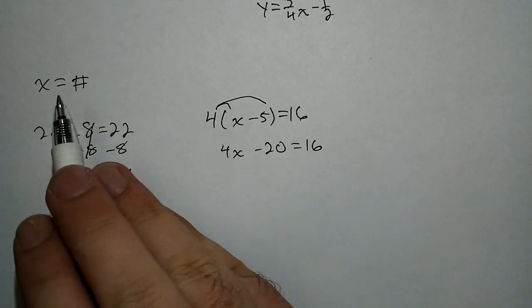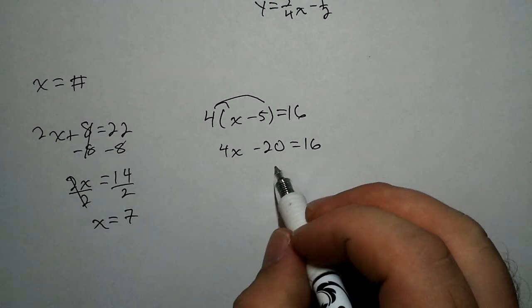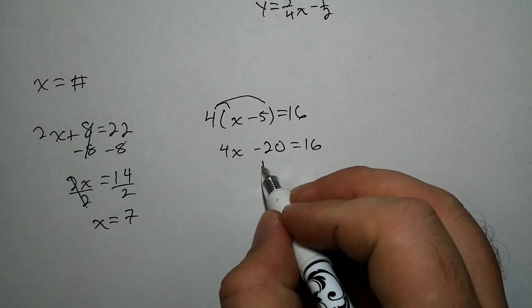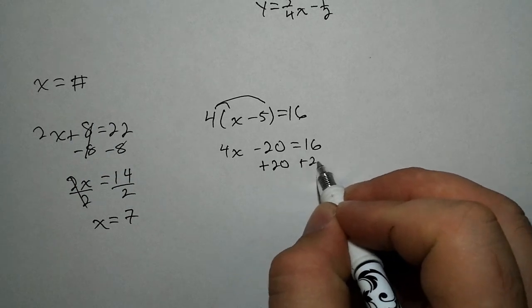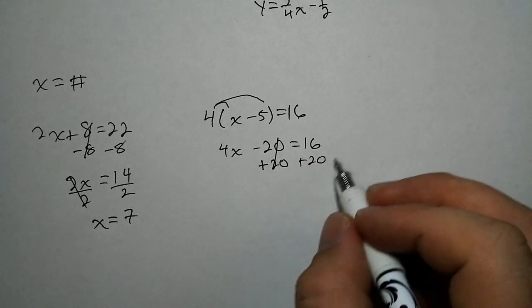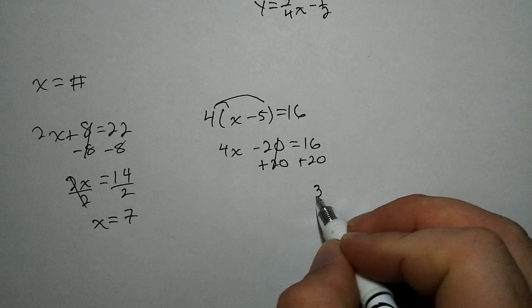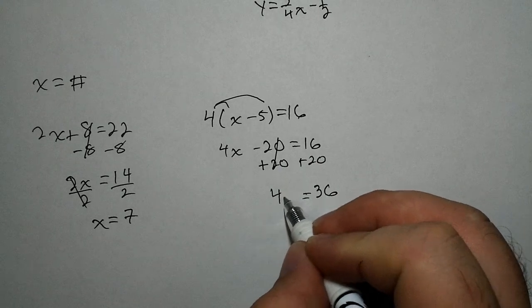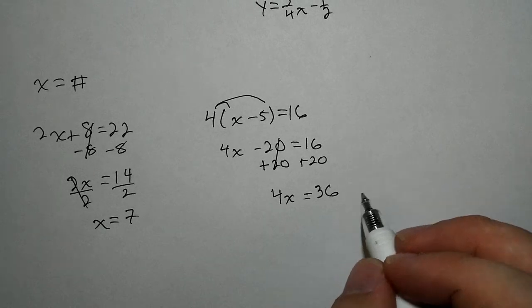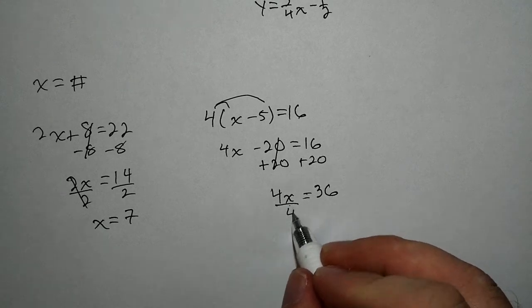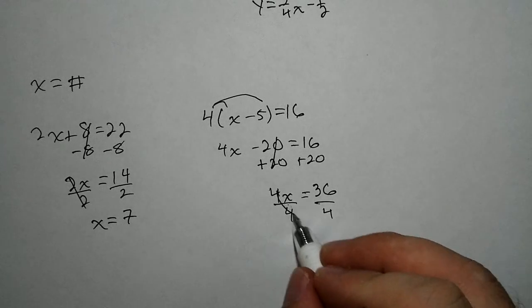Now, we want to get all of our numbers away from x. So we got to move this minus 20. Always do the opposite, so plus 20. Those cancel. 16 plus 20 is 36. Last thing, 4 times x is 36, so if we divide by 4, we'll know exactly what x is.